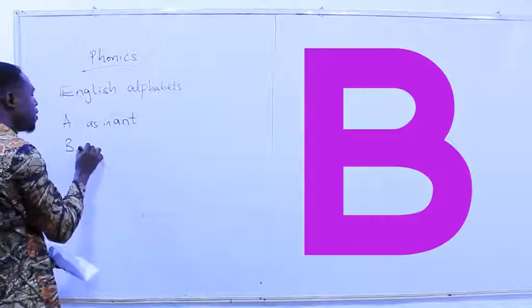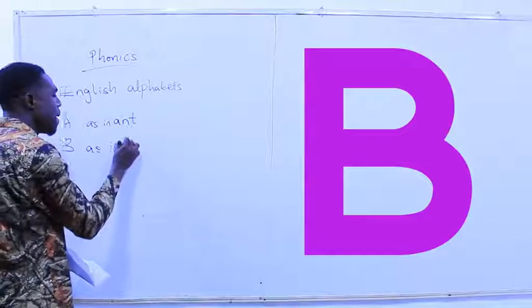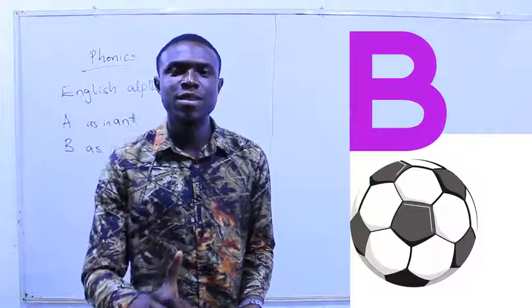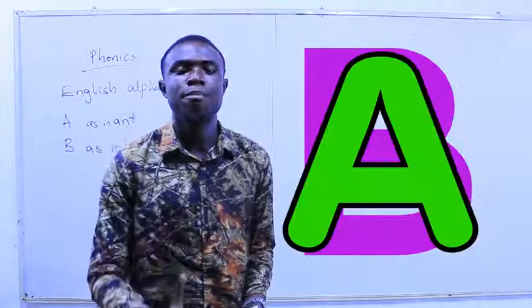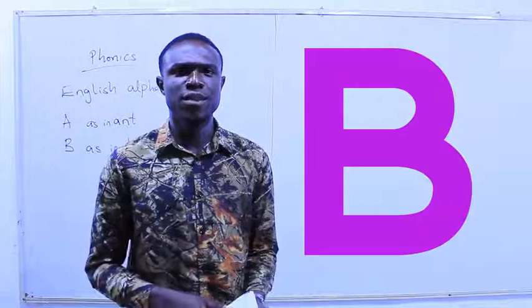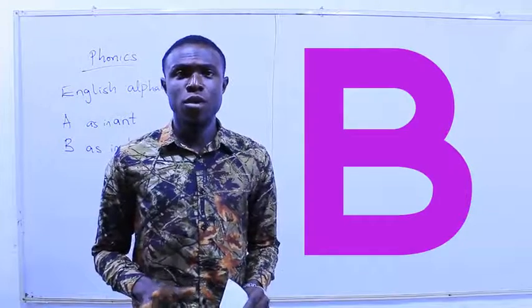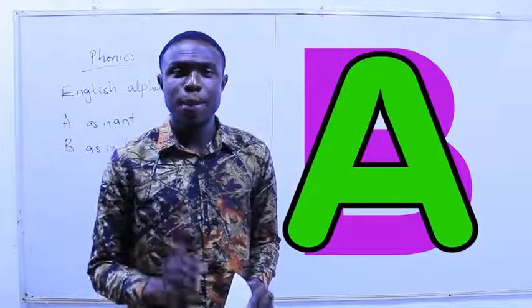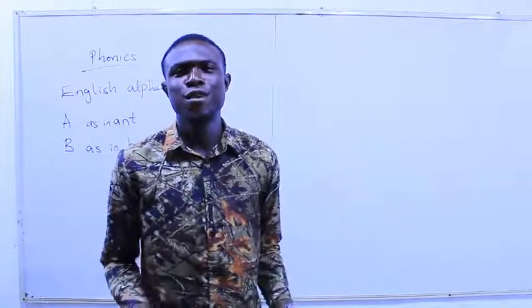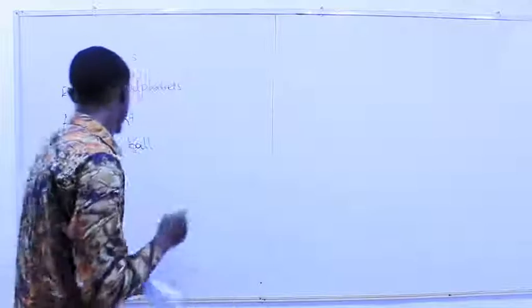Letter B as in ball. Letter B. A, B. That's how to pronounce it. Now you see, it's very simple. Now pronounce it, A, B. Very simple. So you don't have to stress yourself, okay? Now we'll see the next one.